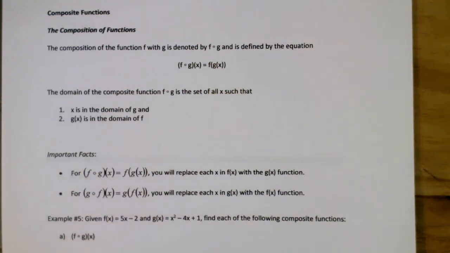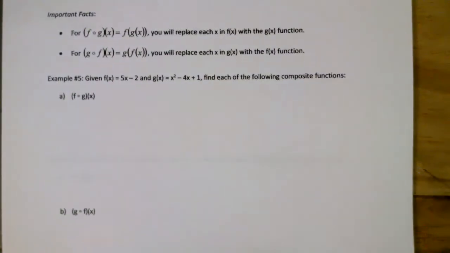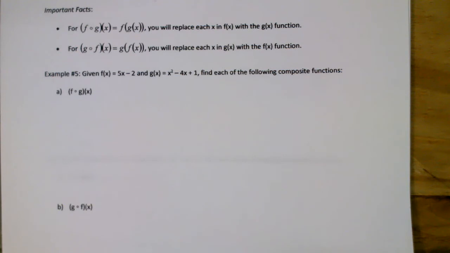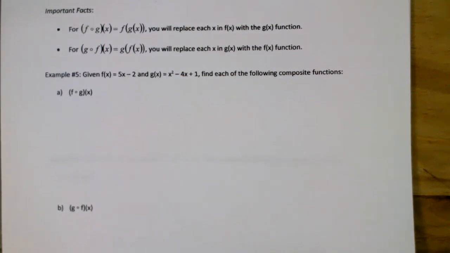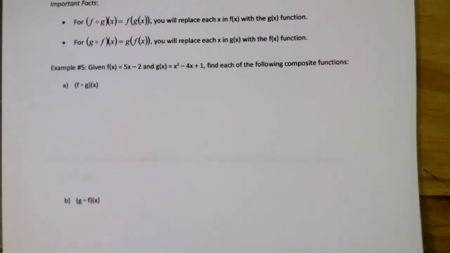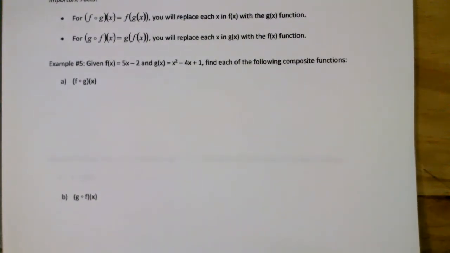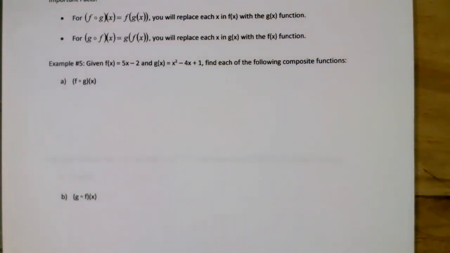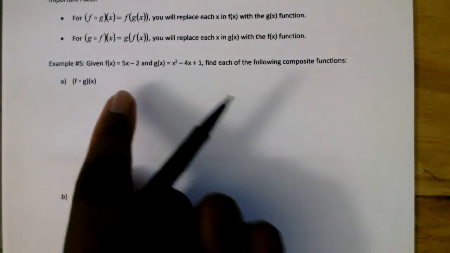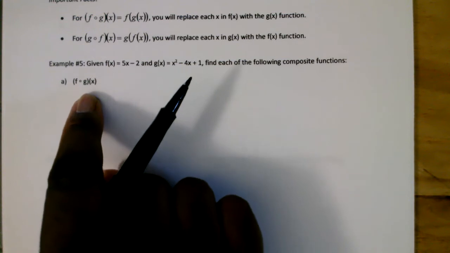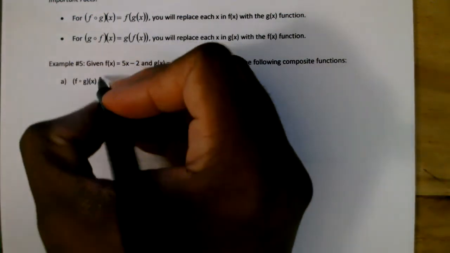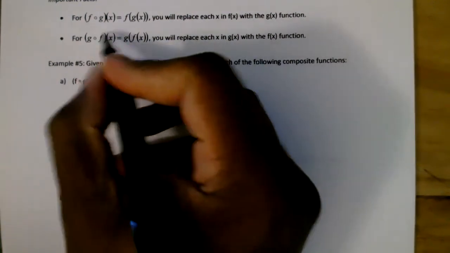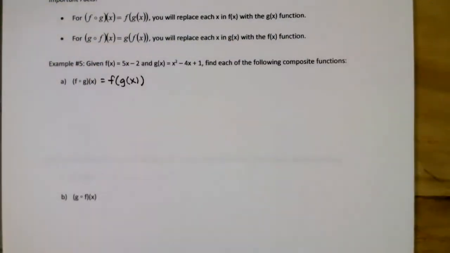So let's look at a couple of examples of just this, starting with this one. Let's say we got f of x is equal to 5x minus 2, and g of x is equal to 4x squared minus 4x plus 1. In this case, you want to find each of the following composite functions, starting with f circle g of x. I can write this as f of g of x, because that's what f circle g of x is.